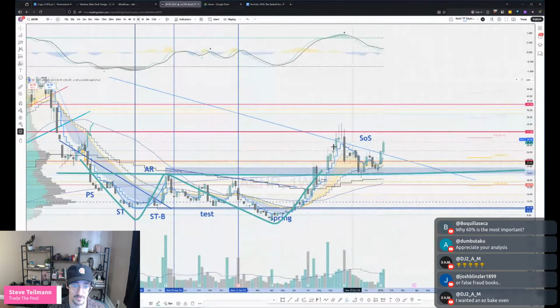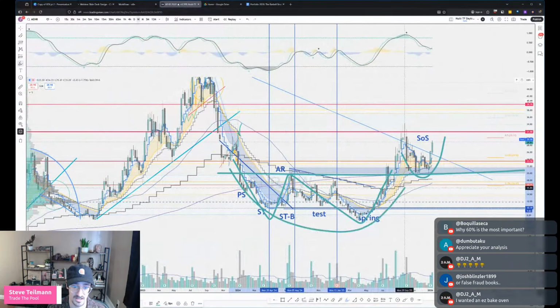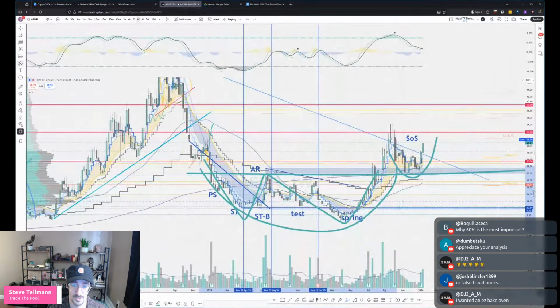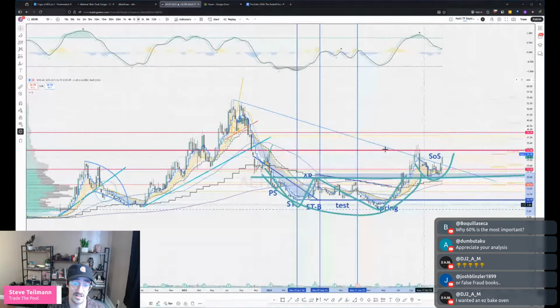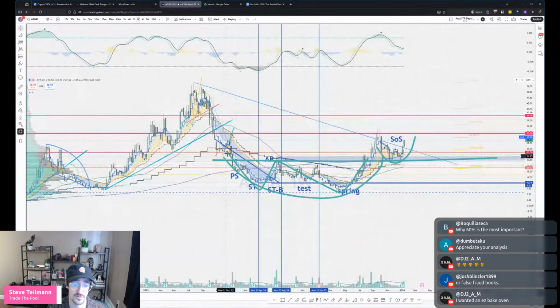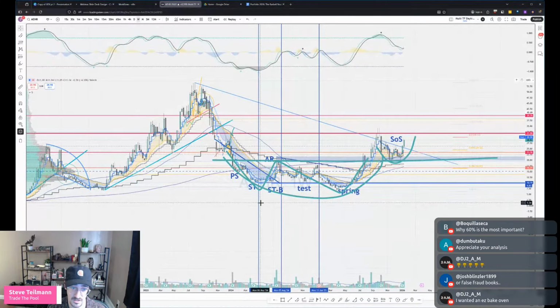A double bottom off of our neckline forming a cup from this handle. The classic cup and handle pattern. What is this pattern actually telling us? The cup and handle pattern is telling us that we have established a range. That's what the cup is. We had a level that was important. We lost it. We traded under it for a while. We came back up. We reclaimed that level. This is all a base.